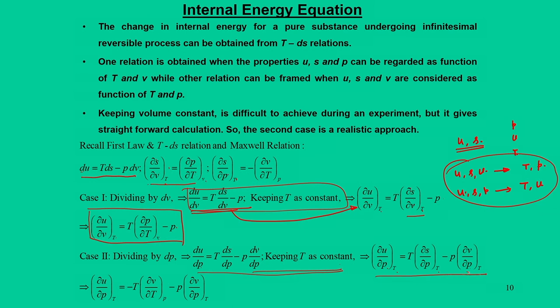Now again here you can recall the Maxwell relation for this, that is dou s by dou p at constant T will be equal to minus dou v by dou T at constant p. When you put this equation in case 2, we get the second internal energy equation. So you have two equations, the first internal energy equation and the second internal energy equation. Now we will see what their significance is.